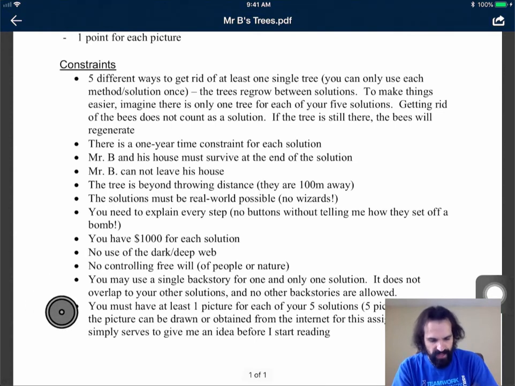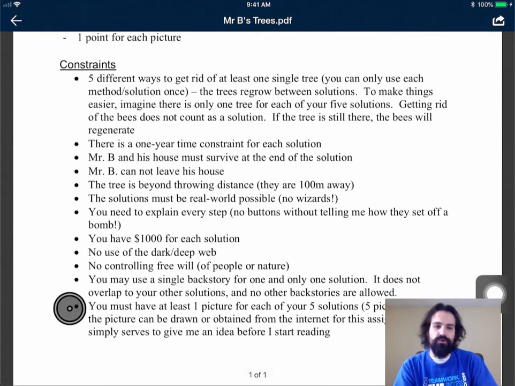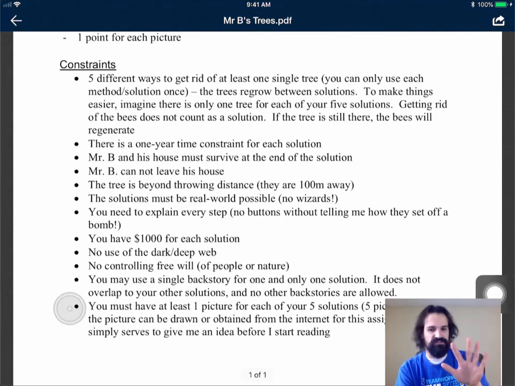Which brings us to our last rule. This is just an explanation of what I want for the photo. Because I'm such a visual person and a visual learner, you must have at least one picture for each of your 5 solutions. So since you have 5 solutions, 1 picture, 5 pictures total. The picture can be drawn if you are artistic and you want to be a little bit creative with this, or you can just get the picture from Google, because the only purpose of this picture is because I want to know what I'm going to be reading about before I start reading about it.